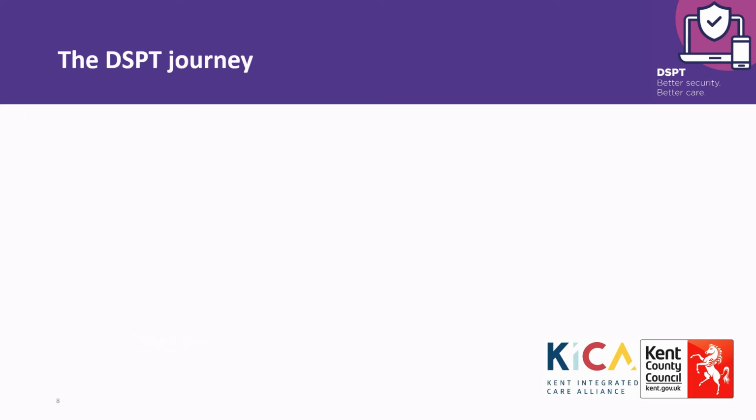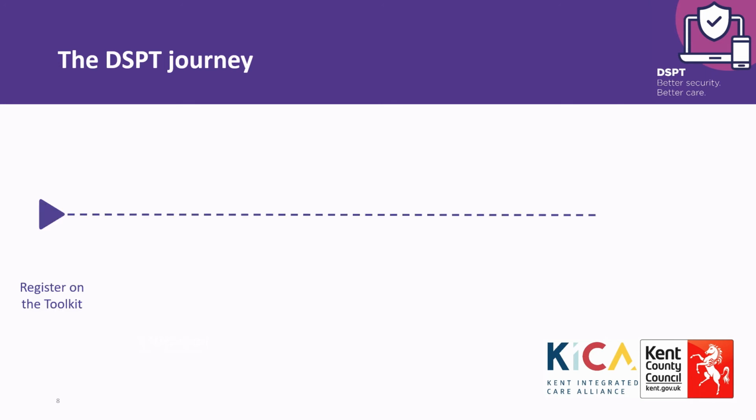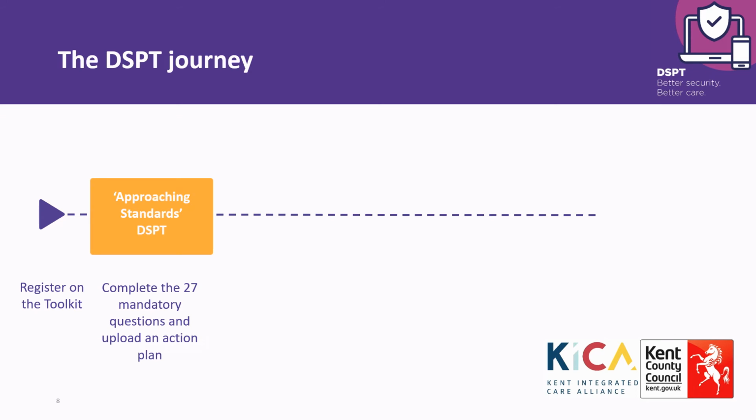As an overview of the Data Security and Protection Toolkit journey then, the first stage is to register and set up your account. You can then start working through the questions and reach the first level, called Approaching Standards, by completing the 27 mandatory questions and uploading an action plan. The action plan just notes what you need to do to complete the remaining questions in the toolkit. After reaching Approaching Standards, you'll be able to apply for an NHS Mail account.